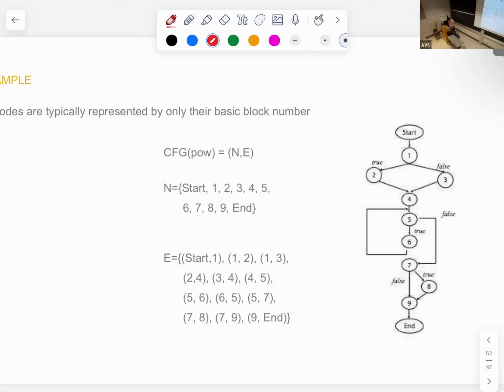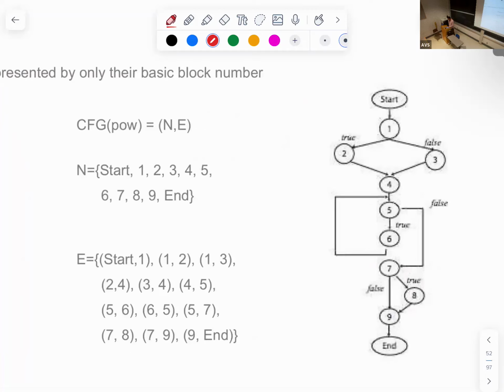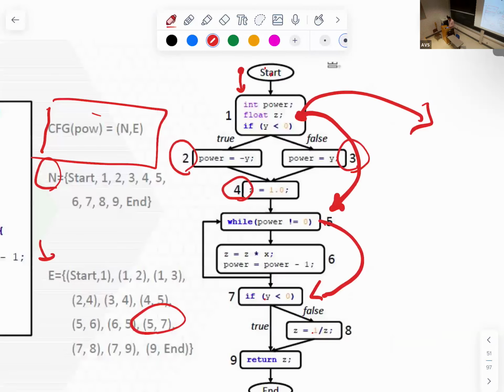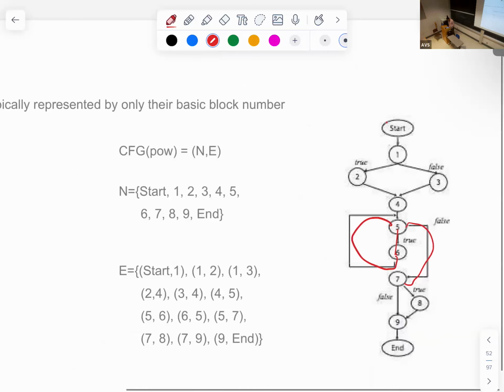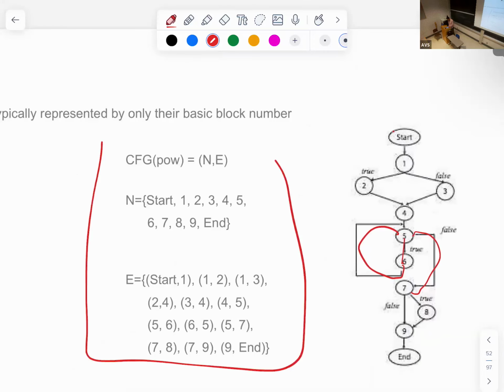Anyway, usually we rarely show it like that. We usually show it by just the basic blocks. So we start from 1, either go to 2 or 3, and then 4, then 5. From 5, as I said, we can either skip to 7 or go to 6, and from 6 we can only come back to 5, and so on and so forth, right? So that's the idea. And this is the exact same thing that I'm showing you here. Any questions?